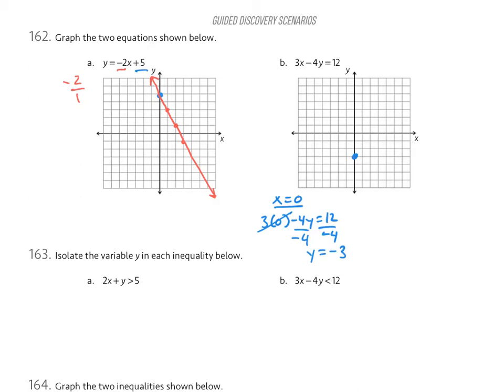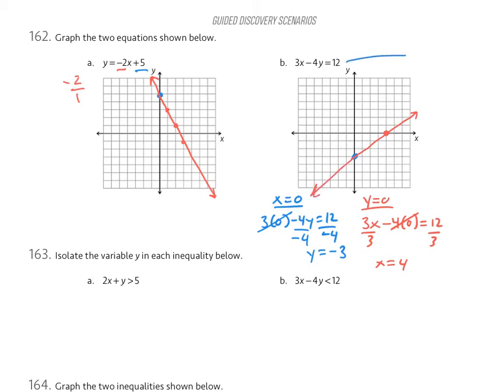Now let's find the x-intercept by making y equal 0. 3 times x minus 4 times 0 equals 12. 4 times 0 is 0. 3x equals 12. Divide both sides by 3. X equals 4. So x equals 4 if y equals 0. 4, 0 is our x-intercept. And now you can draw a line through those points. That's one way to roughly estimate it.